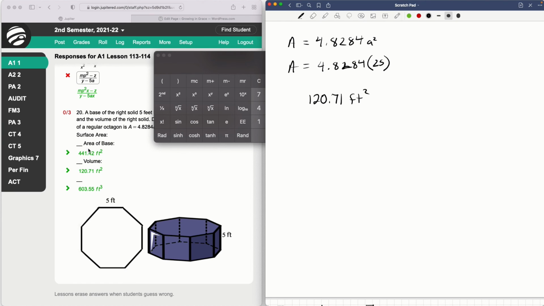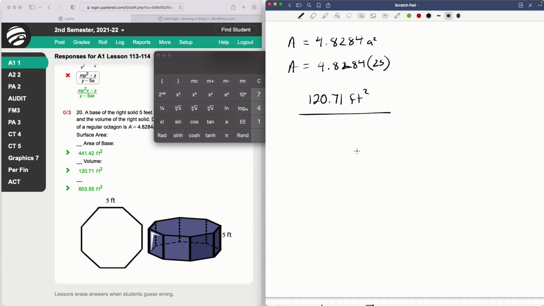This blank right here looks a little wonky on here because it's a surface area blank and then it puts the answer below. So the blank that goes with the area of the base is actually here and the answer is here. And then the volume, the blank is here and the answer is here. I wish it would do a little bit better job of putting it in order, but that's just the way it works. So that was the area of the base.